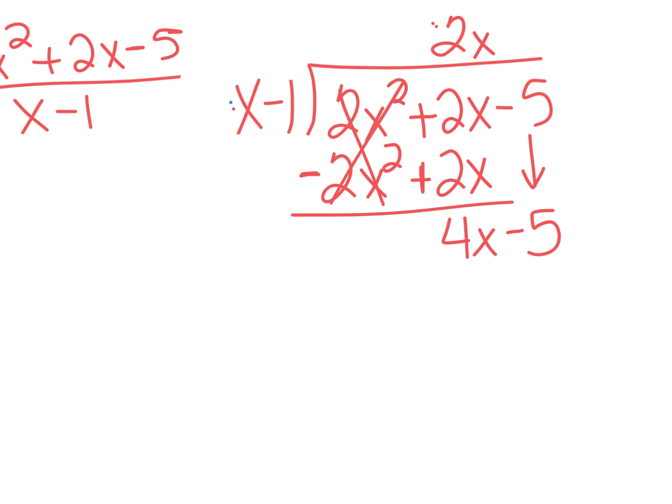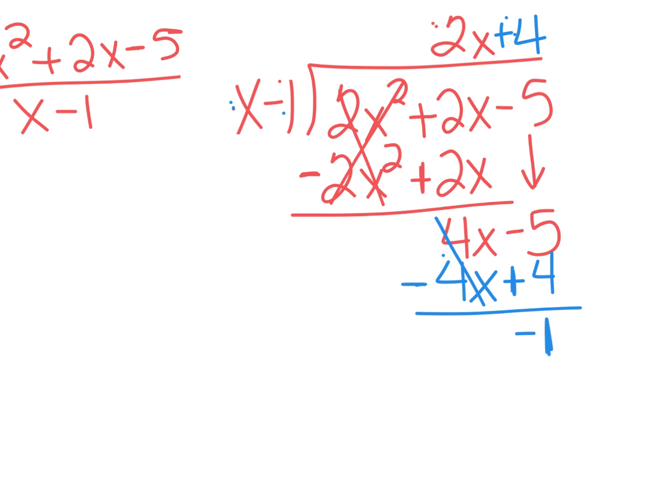So I'm saying x and 4x. What do I need to multiply by x to get 4x? What am I multiplying? Just 4. What kind of 4? Positive. So we multiply 4 times x. We get our 4x. What is 4 times negative 1? Negative 4. Change the signs. So this becomes a negative. What does this become? A positive. Negative 5 plus 4 is negative 1.